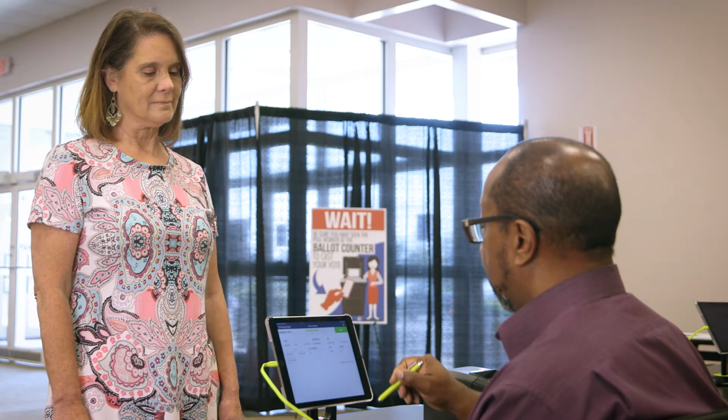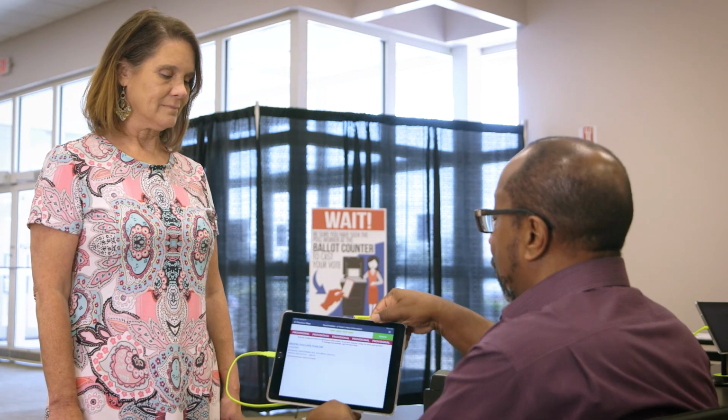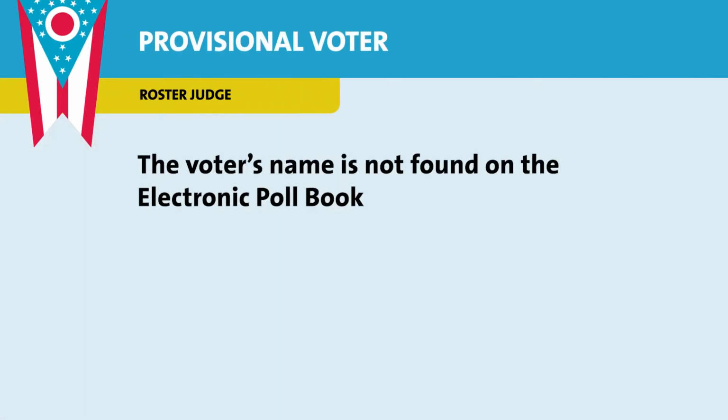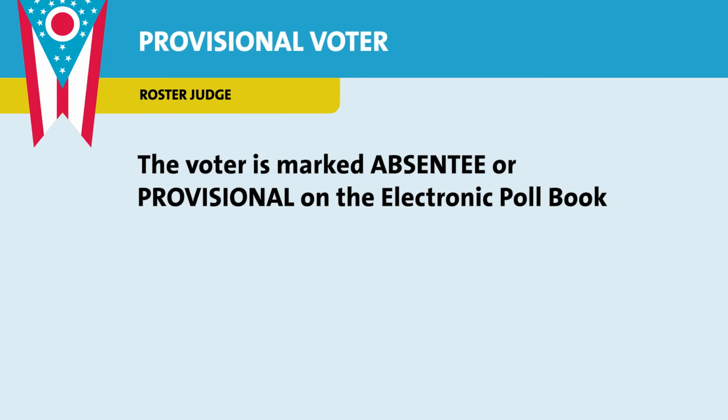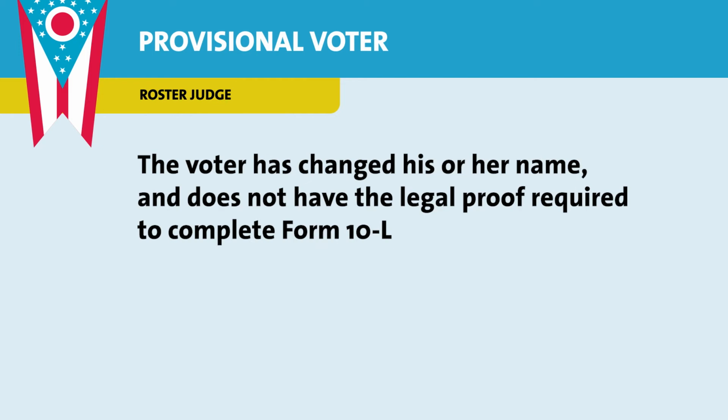A provisional voter is one who meets one or more of the following criteria and thereby must vote a paper ballot. The voter's name is not found on the electronic poll book. The voter is marked absentee or provisional on the electronic poll book. The voter does not provide proper ID. The voter has changed his or her name and does not have the legal proof required to complete Form 10L.